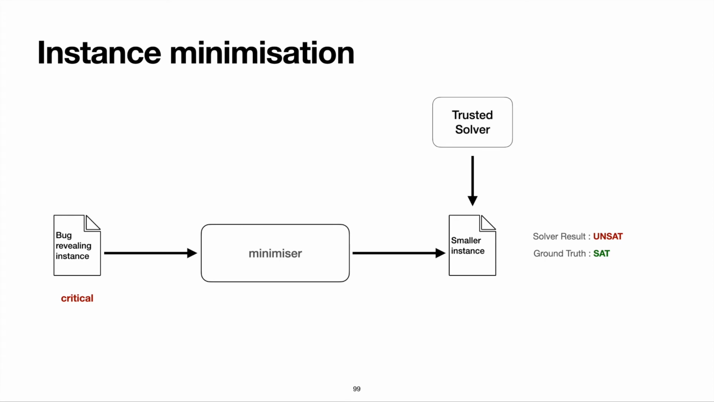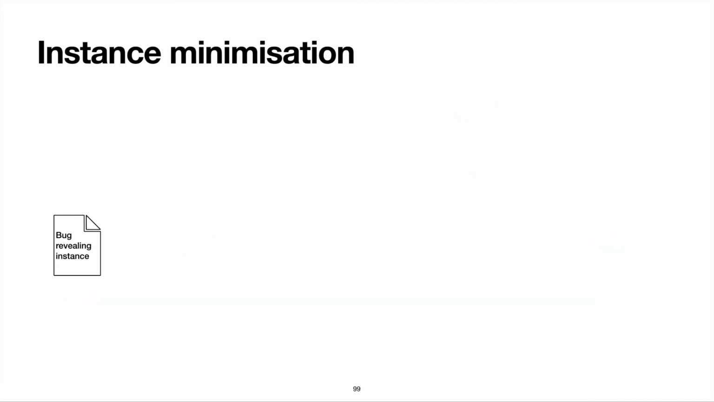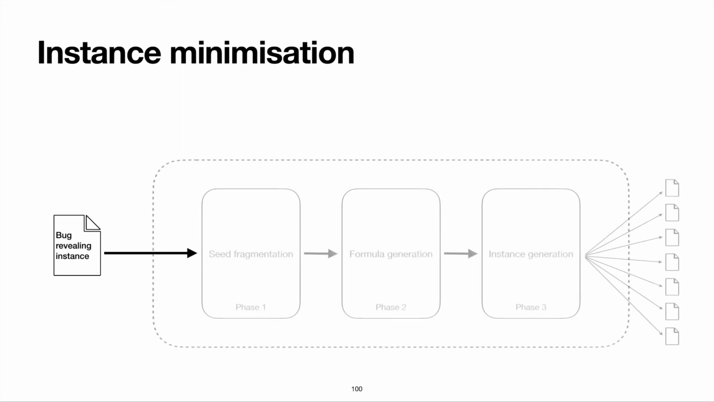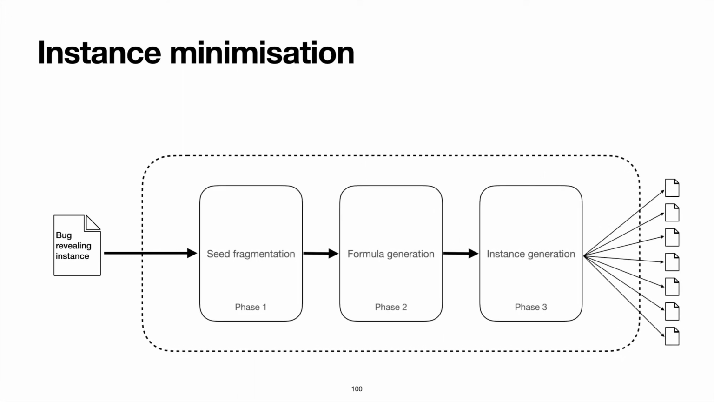However, a second trusted solver is not always available, for example, in case of new theories or solver-specific features and extensions. To overcome these limitations, we developed a specialized minimization technique that directly leverages our fuzzing procedure. We feed the buggy instance back to our fuzzer, but now we put limits on the size of new formulas and instances in phase 2 and 3. Formulas and instance size should be less than the original bug-revealing instance.